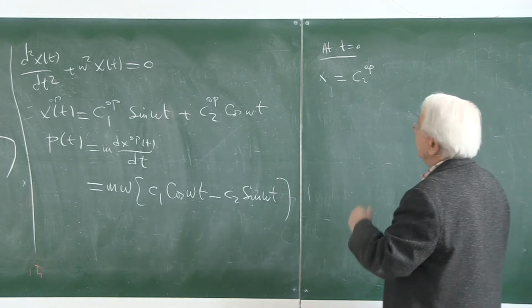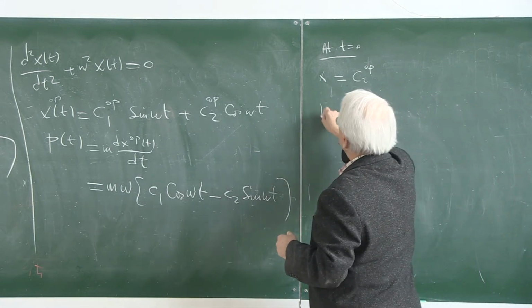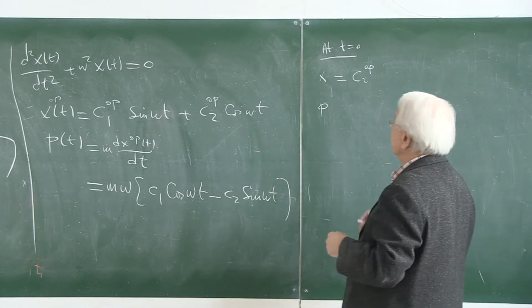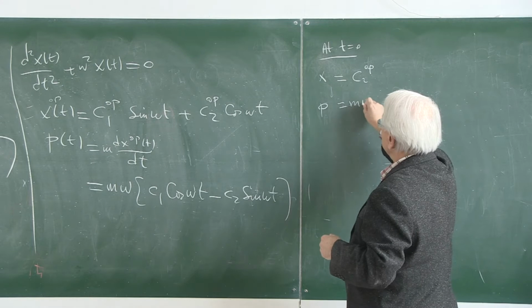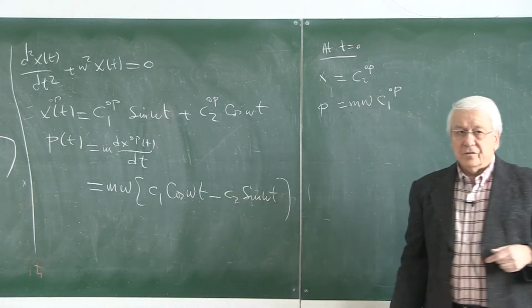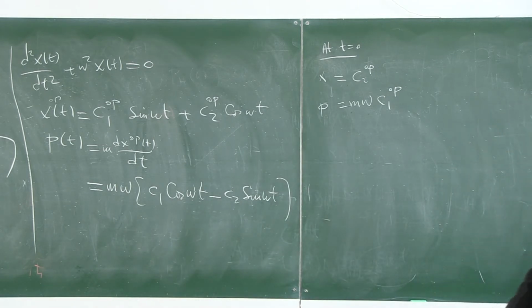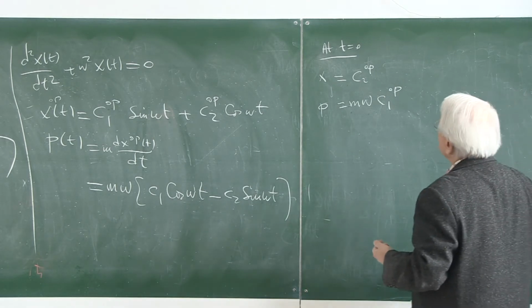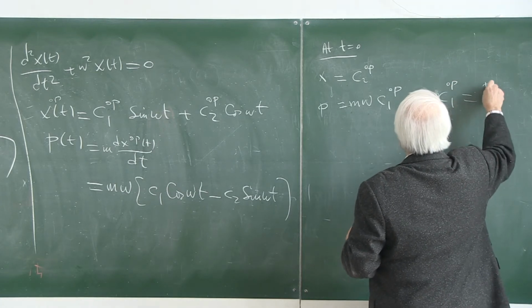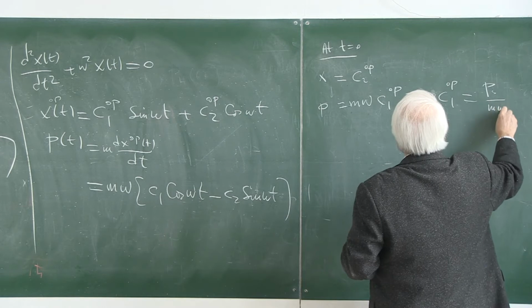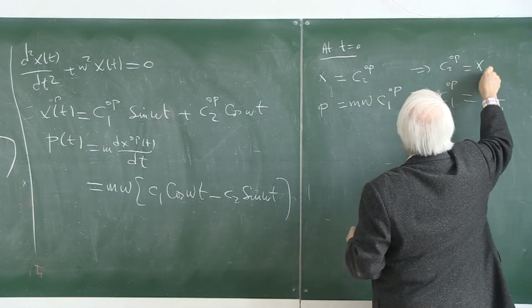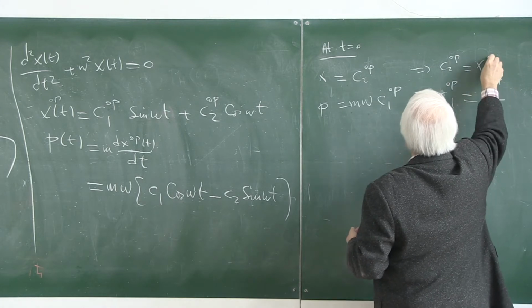And what about the P at t equals 0? That's the Schrödinger P operator. And so it becomes m omega C1 operator, right? Because the sine vanishes, C2, although we determined already, that disappears. So this tells you that C1 operator is P Schrödinger divided by m omega. And this one, C2 operator is X Schrödinger operator. They are operators, and Schrödinger operators.